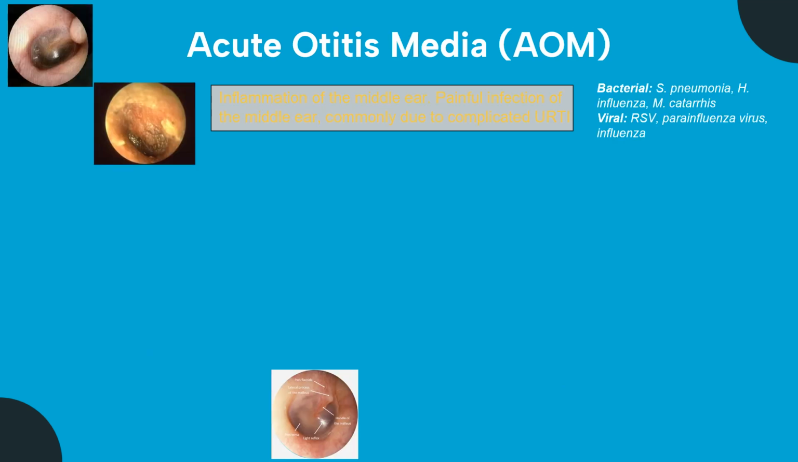So acute otitis media is an inflammation of the middle ear. It's quite painful generally and is a complication of upper respiratory tract infection in most cases. While upper respiratory tract infections are generally viral, around 80% of otitis media is actually bacterial, most commonly from Streptococcus pneumoniae, Haemophilus influenzae, and a few other bacteria. It can also be viral, however, in some cases as well.